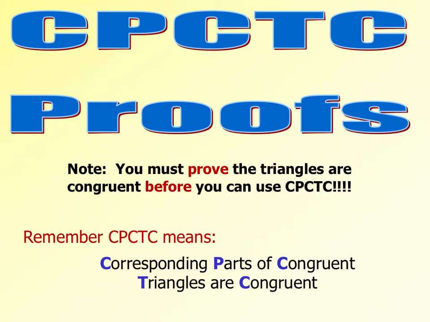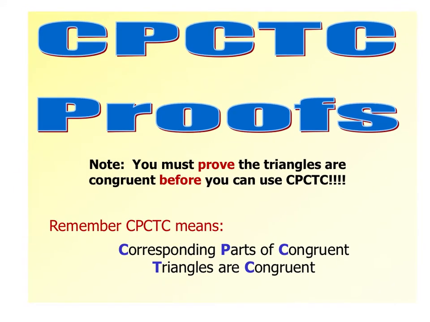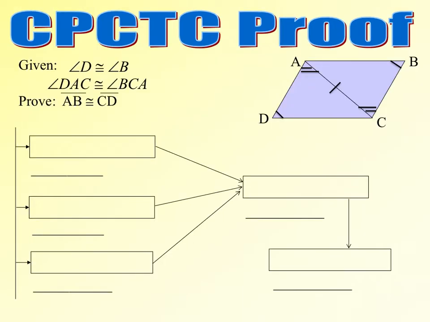Now, CPCTC proofs are important because if I have two triangles congruent, then I can use CPCTC, which means corresponding parts of congruent triangles are congruent. After I prove that two triangles are congruent, and that is a must, the triangles must be congruent before I can use CPCTC. Because if I know that the triangles are congruent, then whatever angle or side they request could also be congruent because of CPCTC. Let's start on our first proof.